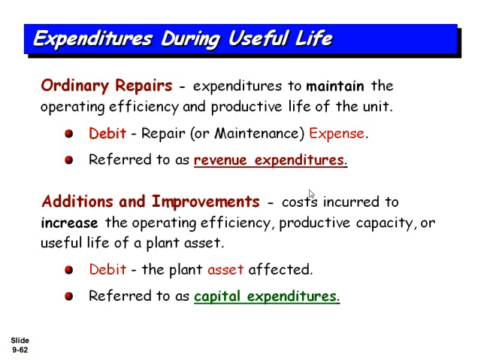What happens if you do a major repair? What happens if that major repair actually increases the operating efficiency, productive capacity, or even the useful life of the plant asset? Well, let's say you dropped a new engine into the truck. Now you've done something significant, and that's really going to extend the life of that truck. You would debit the plant asset, so you debit equipment and credit cash. You've actually increased its efficiency, and you wouldn't have to expense this up front. You would write this off over the life of the asset.